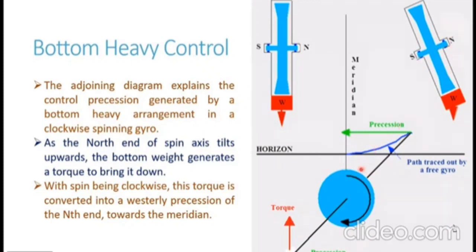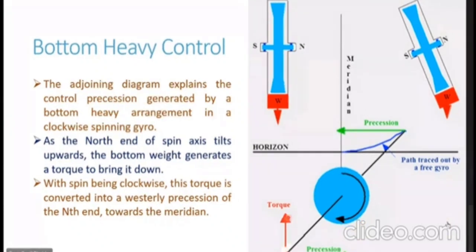Now you can have a look at the bottommost diagram. This is the south end of the spin axis where the laser pointer is right now. The weight is trying to push it upwards. The rotor has a clockwise spin. Because of the clockwise spin, the precession which is generated is in the easterly direction. The south end of the spin axis precesses in the easterly direction and this results in the north end of the spin axis precessing in the westerly direction. So again generating a similar effect, taking the spin axis north end back towards the meridian.